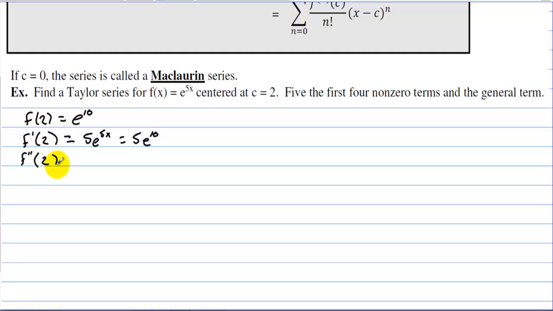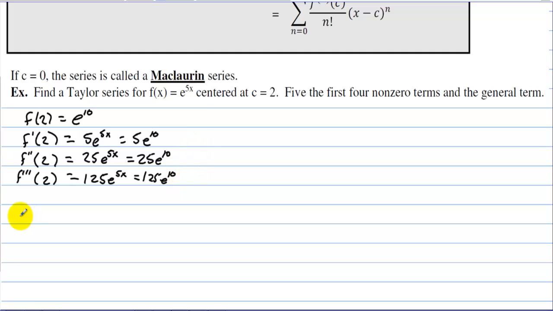The second derivative is equal to 25e to the 5x, so that'll be 25e to the 10th. Then here would be the fourth non-zero term. The third derivative is 125e to the 5x, and that's equal to 125e to the 10th.